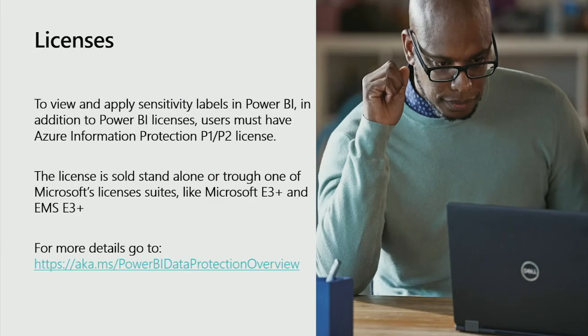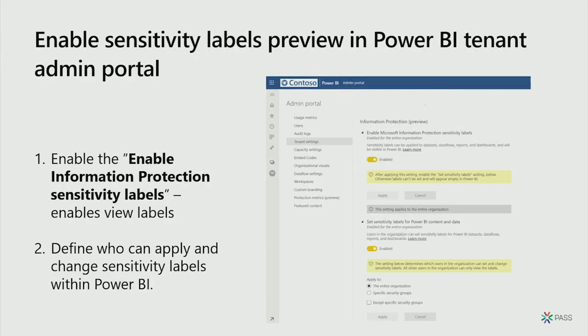About licenses. To view and apply sensitivity labels, users must have an Azure Information Protection P1 or P2 license. Once the sensitivity labels and policies are created in the Security and Compliance Center, the admin can enable the Information Protection sensitivity labels in the tenant settings. We see here in the screenshot the tenant settings in the admin portal. We have a new switch, Information Protection, and there the admin can turn on the switches to enable the sensitivity labels in Power BI.